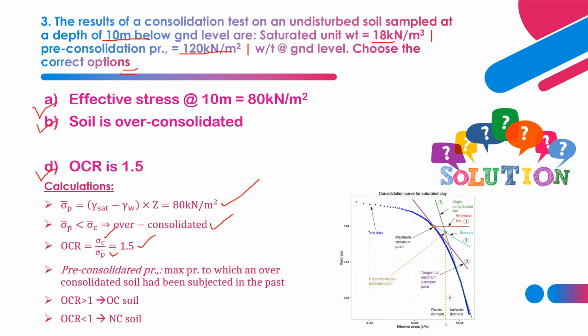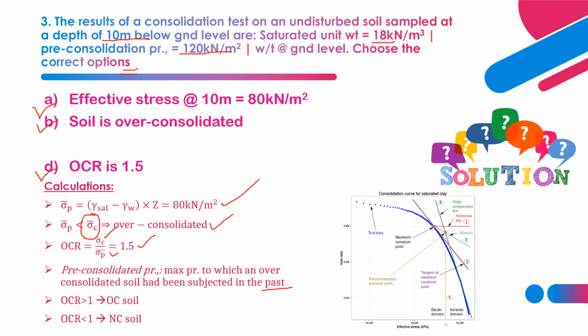Now let's see what is pre-consolidated pressure and what is OCR and how it is inferred. Pre-consolidated pressure means the maximum pressure to which an over-consolidated soil had been subjected in the past. This is how we have already seen. What is pre-consolidated pressure?